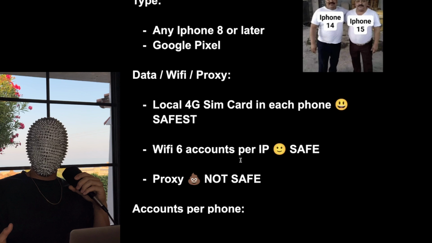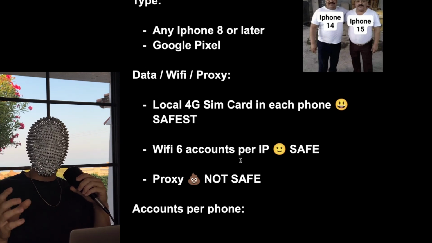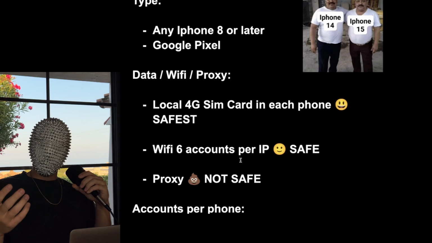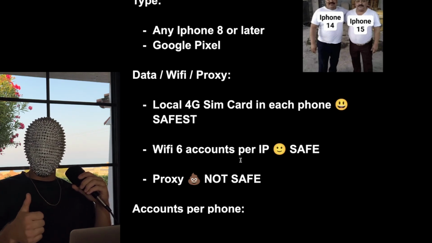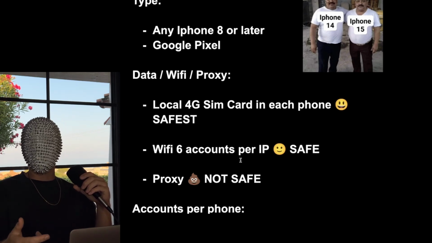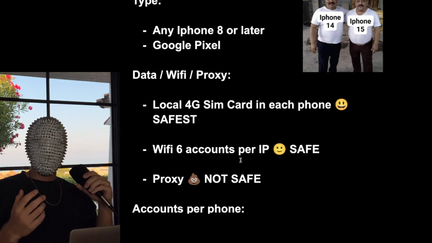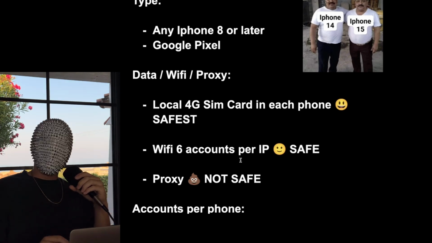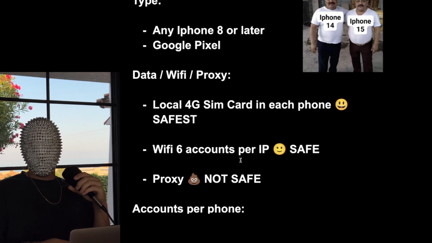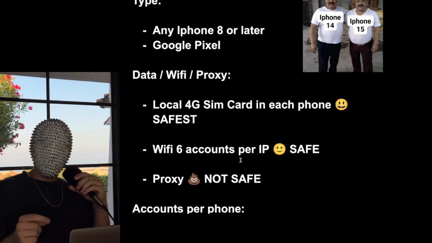Now, if we're talking about Wi-Fi, you can run about 5 to 6 accounts per 1 IP, which would be considered safe. But if you do the math, right, so your girlfriend probably has a phone with 3 accounts, you probably have a phone with, say, 2 accounts, and your mom probably also has an account. So you're fucked. Don't use Wi-Fi. Then last but not least, everybody likes to risk it for the biscuit by using a proxy.